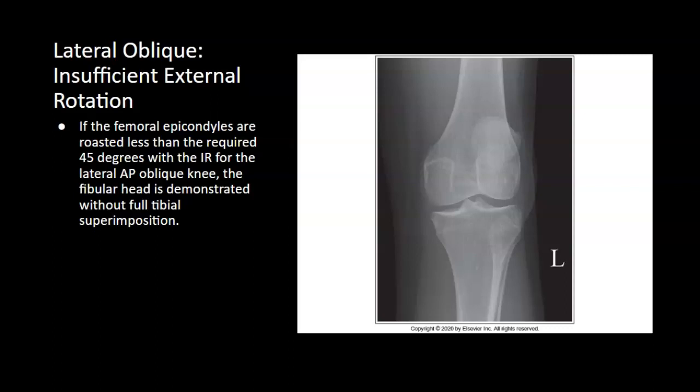So now let's take a look at insufficient external rotation, or for the lateral oblique. When the epicondyles are not 45 degrees with the IR, the fibular head will not be completely superimposed by that anterior portion of the tibia, as demonstrated here in this projection. That is when you have insufficient rotation. You will need to increase the rotation so that the epicondyles are 45 degrees externally rotated to get a true lateral oblique projection.